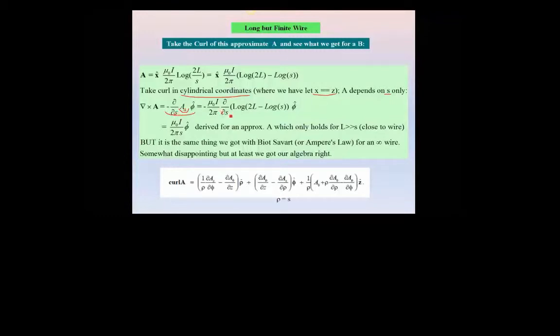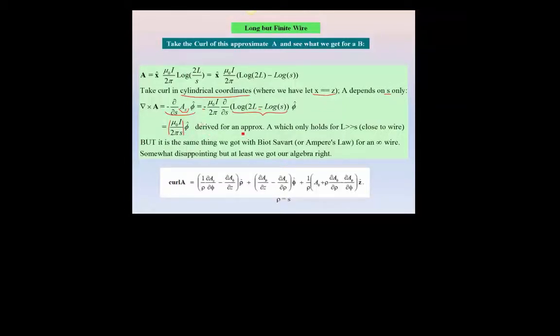Taking the derivative with respect to s of all of this, you'll notice that this is a constant, and here's where we have s, and so we end up taking the derivative of log of s. So when you do that and take into account this minus sign and this one, you end up with the function mu 0 I over 2 pi s in the phi direction.